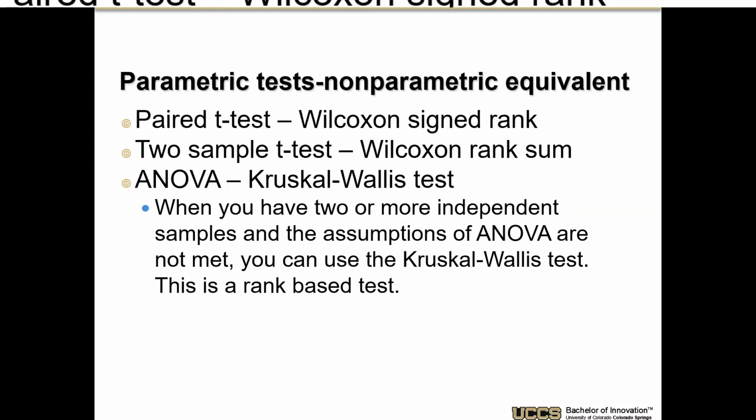ANOVA, there's a Kruskal-Wallis test, right? So when you have two or more independent samples and the assumptions of ANOVA are not met, you can use this Kruskal-Wallis test. It's a rank-based test. However, the KW test needs a whole lot more data because it's not making assumptions, and because I have more than one variable, the number of interactions grows, so does the loss of efficiency. So this one I don't use nearly as much, because very often when I'm doing multidimensional stuff, I don't have enough data, I'll use ANOVA.